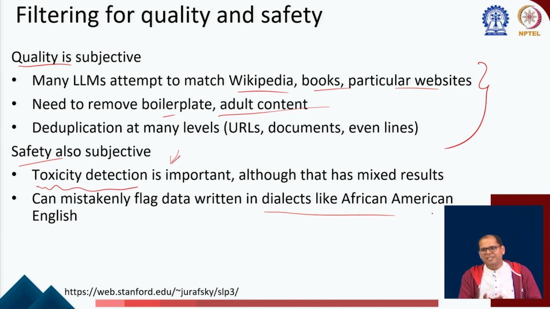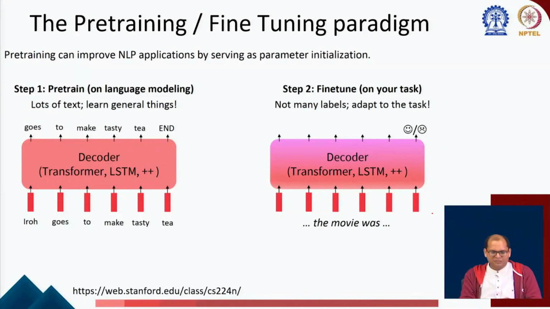So yeah, this is a subjective thing and typically very important while creating your data set. So now coming back to our pre-training fine-tuning paradigm. What we said is that we can pre-train using language modeling. We can take any architecture like transformer or LSTM, and we give it a lot of data on the web, and let it just predict the next word.